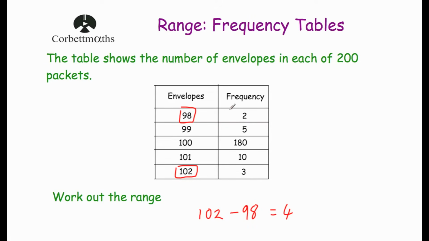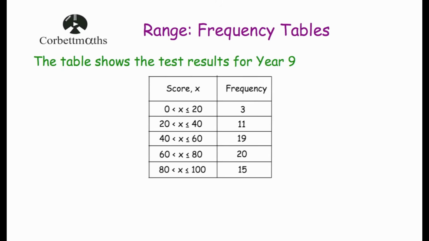One thing to watch out for is whenever there's a frequency of 0. If, for instance, this 98 had a frequency of 0, then the smallest wouldn't be 98, because that would mean there were no 98s. So then we would do 102 subtract 99. But in this question there was a frequency of 2 for 98, so we do 102 take away 98 to get our range, which is 4. And that's it. So let's have a look at a grouped frequency table.